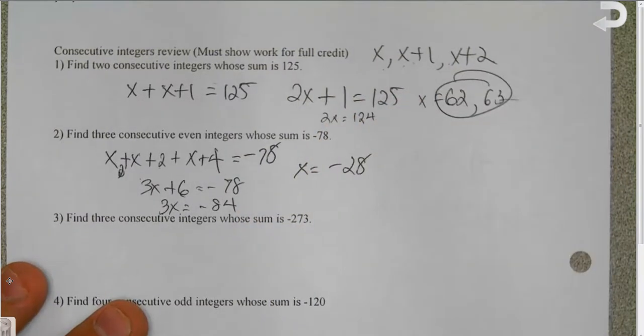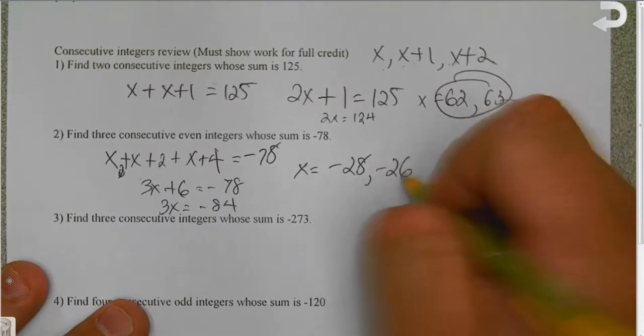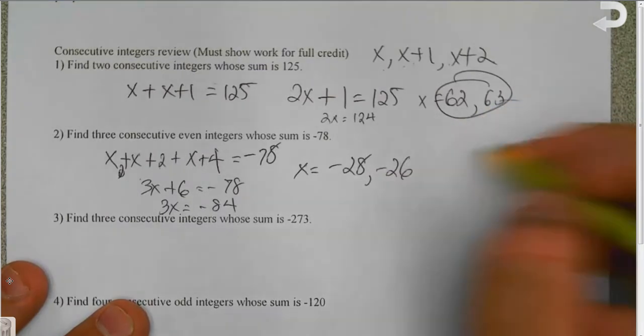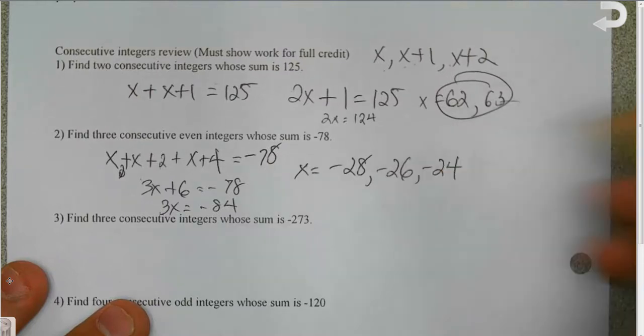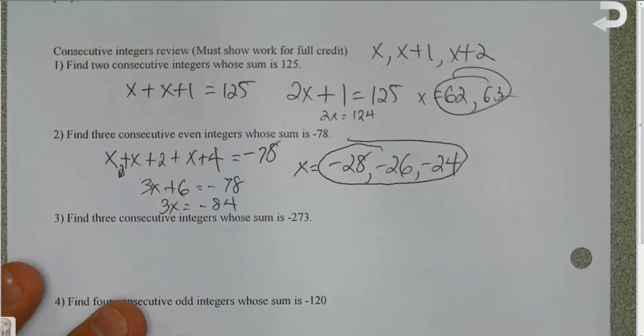But remember, we have to do the next two consecutive even. So I add 2 and I get negative 26. And I add 2 more and I get negative 24. And there's my 3 answers. And if you add them together, you should get negative 78.